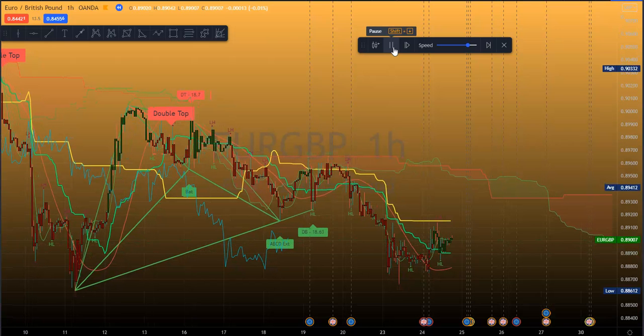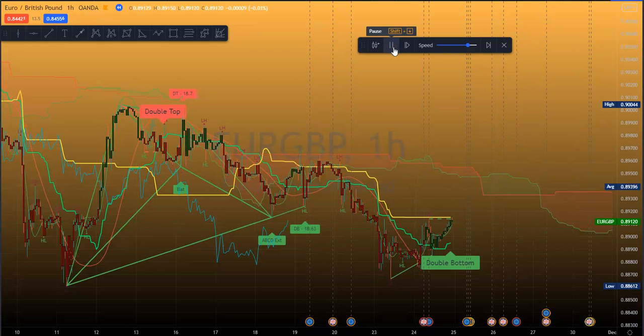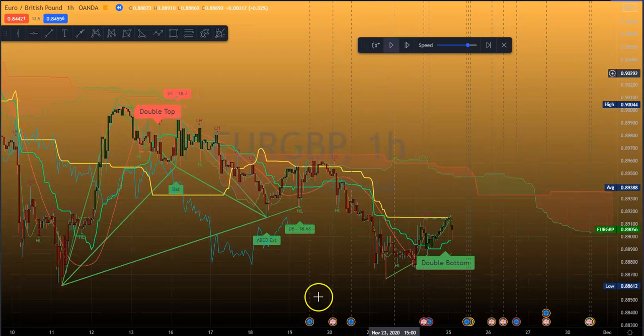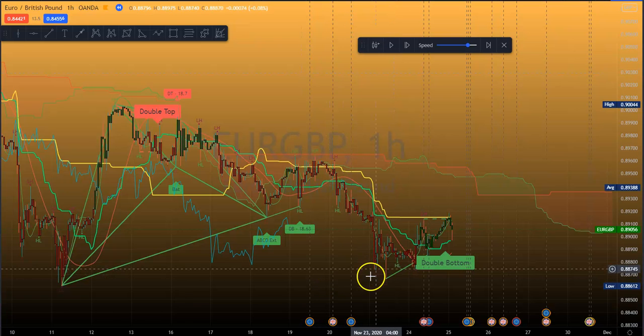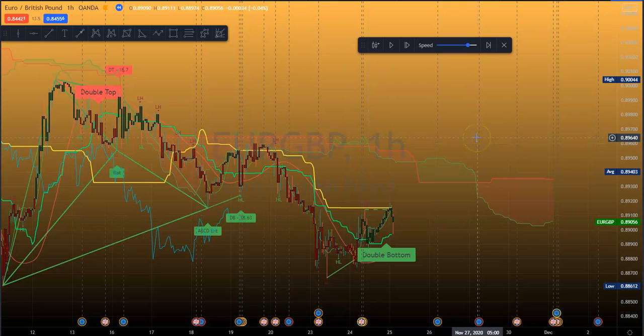Now it's green. The other spans have not turned green yet. The cloud. Then there's a double bottom. So we got a double bottom that popped up. So now some things have kind of switched. We've got double bottom for the buy. We've got the EMA for the buy.